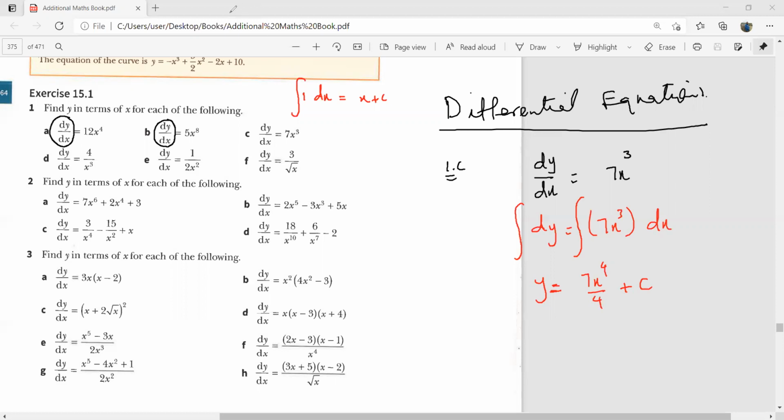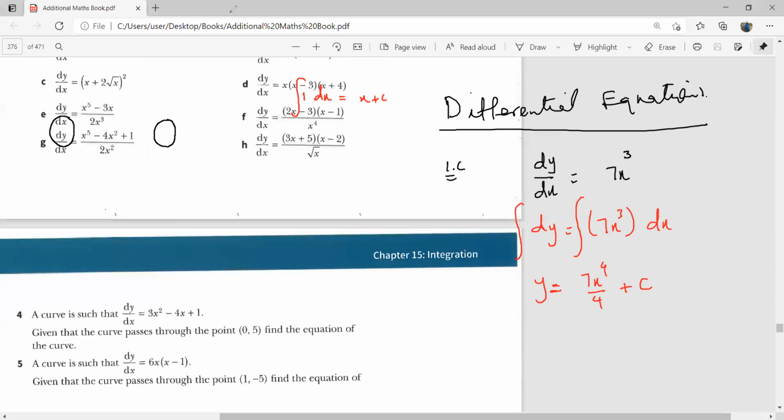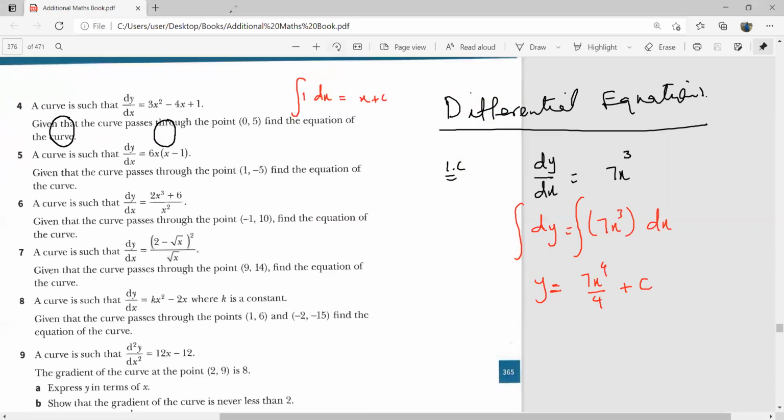Okay, so now this is the indefinite integration over here. If you look at the parts, for instance, I take you down here. Look at this question number 4. Now it says we have a curve such that dy by dx is this. Given that the curve passes through the point (0, 5), find the equation of the curve.